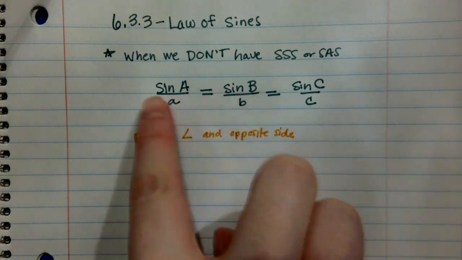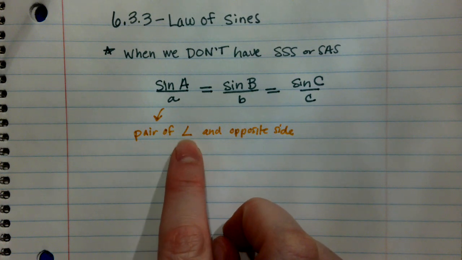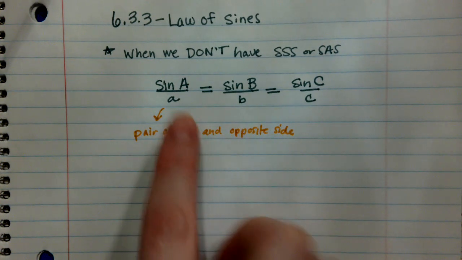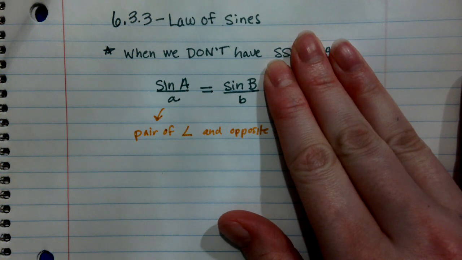And you don't use this whole formula. You can see there's two equal signs. You don't use the whole formula. You just pick two pairs of angles and opposite sides and you use those. So you'd only use that much of it at any given time.